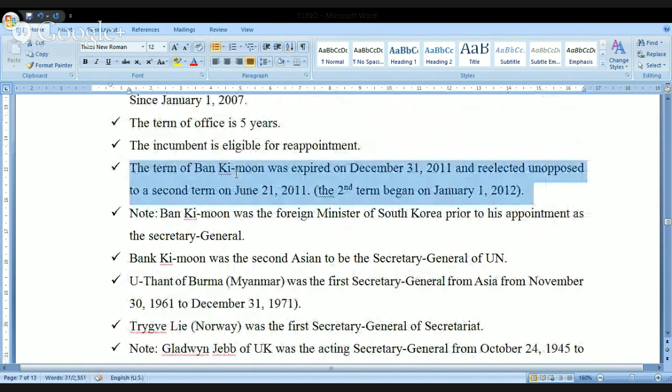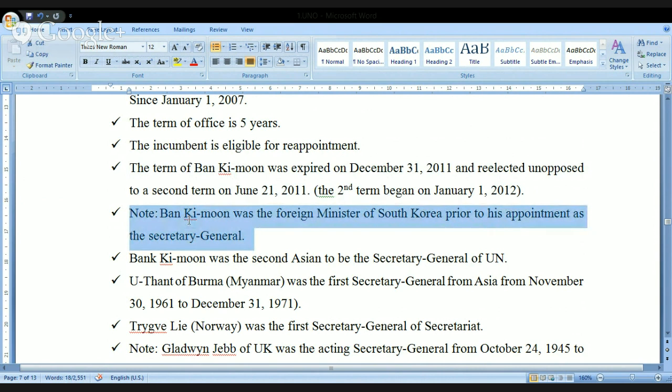The term of Ban Ki-moon expired on December 31st, 2011, but he was reappointed on June 21st, 2011. That's the reason why this gentleman's second term began on January 1st, 2012, and from this date he will continue for a period of 5 years. Look at this gentleman. He was a foreign minister of South Korea prior to his appointment as the Secretary General.